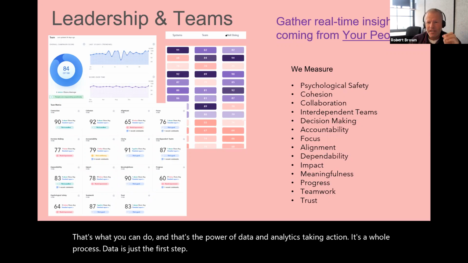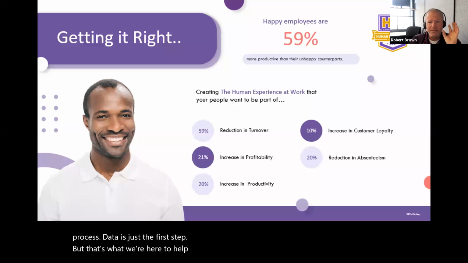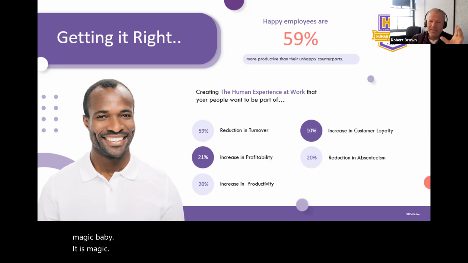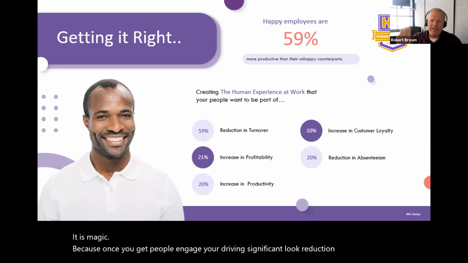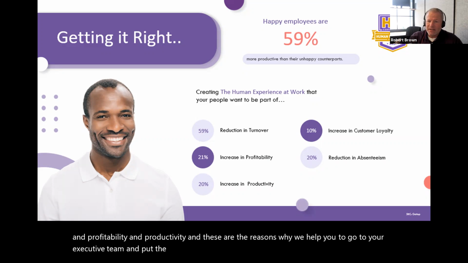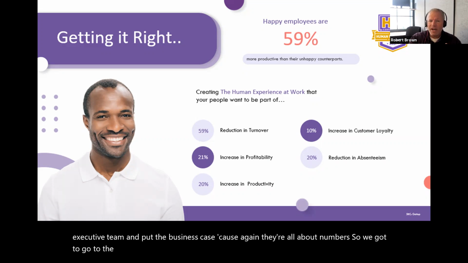But that's what we're here to help you to do and accomplish, because if you get it right, it is magic. Once you get people engaged, you're driving significant reduction in turnover, and profitability and productivity. And these are the reasons why we help you go to your executive team and put the business case, because they're all about numbers. So we've got to go to the executive with numbers and how we're going to drive these things, show them exactly how, and then start taking action to do it.